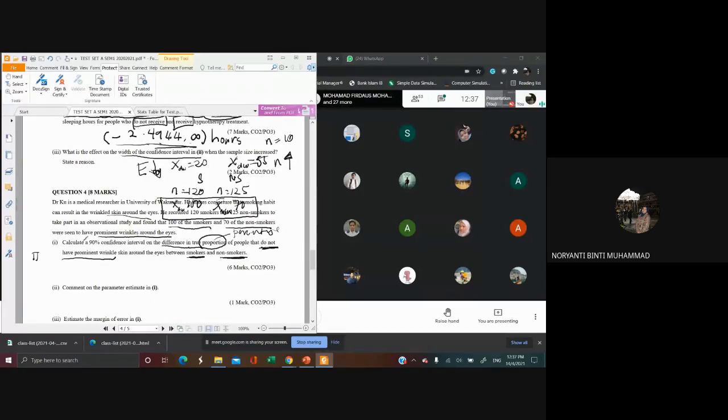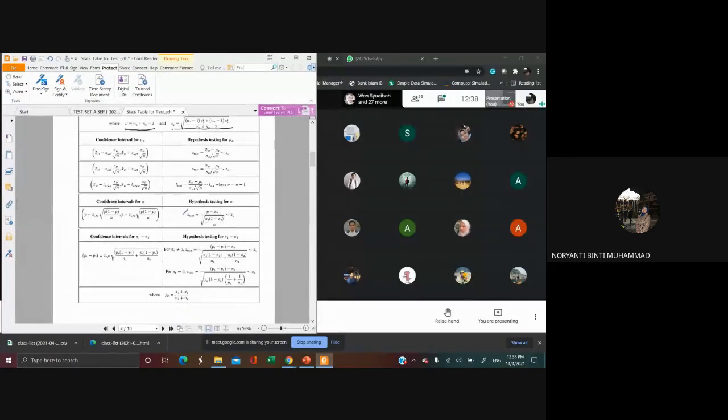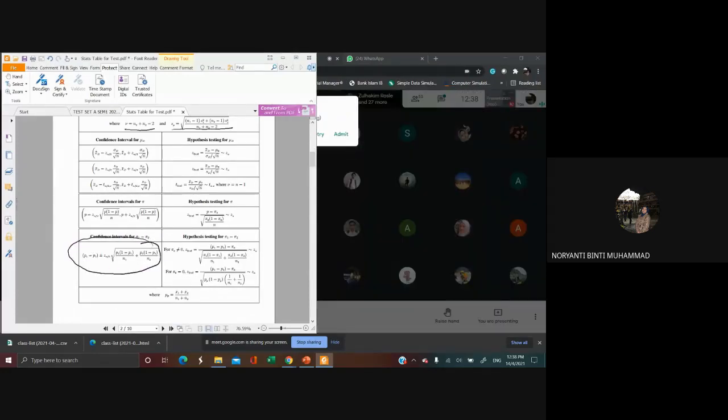So dalam kes ni dia tak minta pun one-sided or two-sided. Dia tak minta pun one-sided lower or one-sided upper. So dia cakap terus je 90% confident interval. So dia akan ada two tail. Dia akan ada kiri kanan. Okay. Dan ini proportion, two proportion. So kalau you tengok stack table, you ada satu je. You ada satu je formula ni. Ni. Alright. So you ada P1, P2.